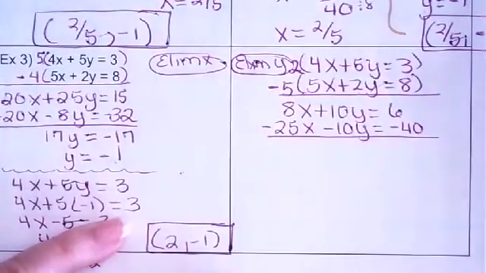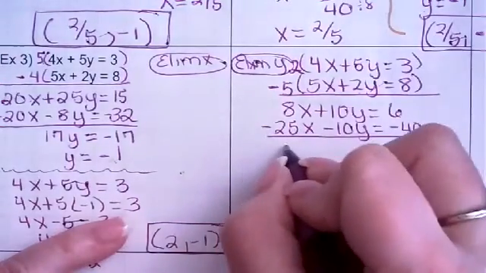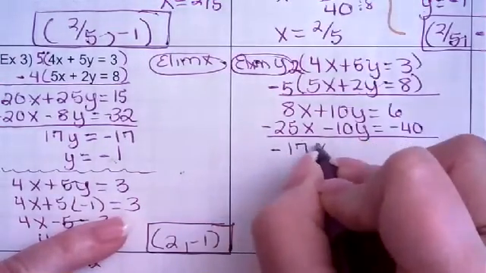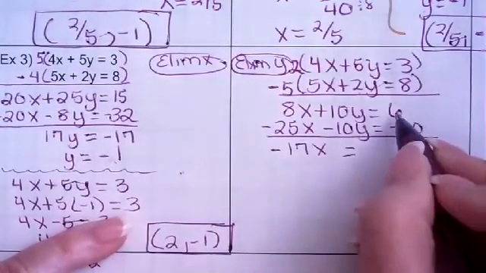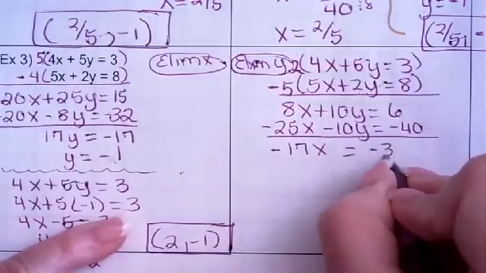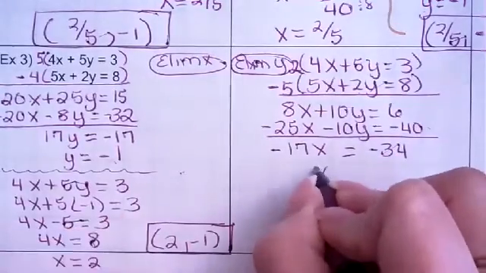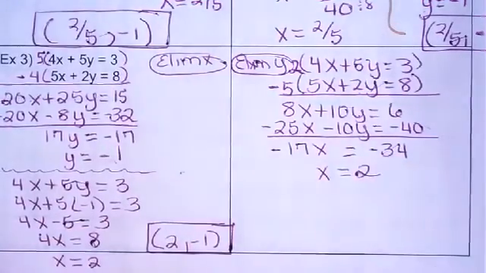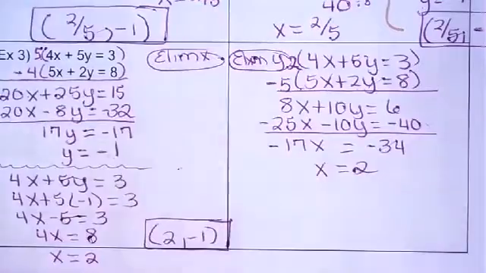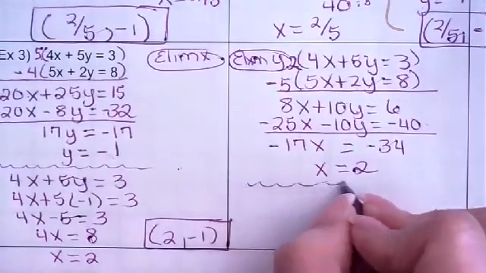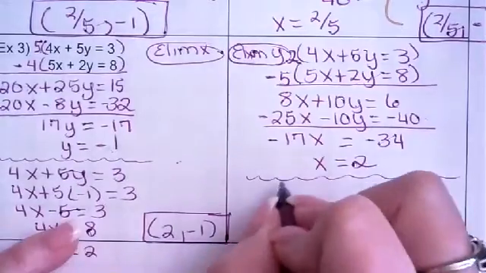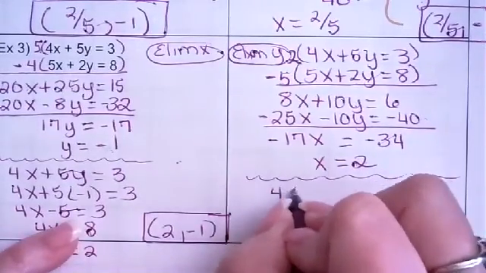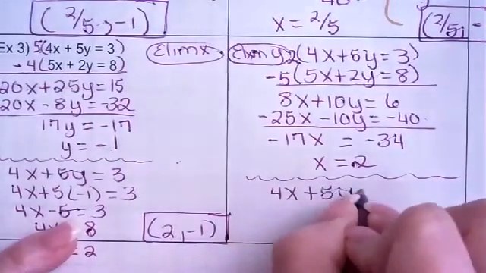If I combine 8x minus 25x, that is negative 17x. 10y minus 10y is 0. Equal to 6 minus 40 is negative 34. When I divide here, I get x equal to 2. Okay. Now, next thing I'm going to do is find the y. I can use either equation. I'm just going to grab my first one. 4x plus 5y equal to 3.